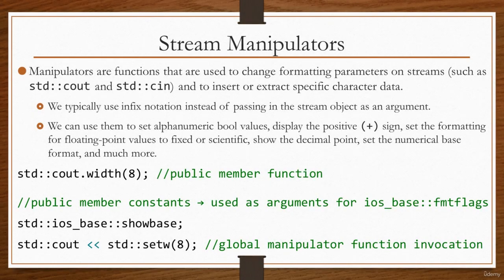I have summarized this for you in some of the introductory lectures in this lesson, but just to reiterate, we have the public member functions on cout and cin, for example. Then, as we've seen in this lecture, we also have public member constants, which are used as arguments for the ios_base::fmtflags. For example, we can do std::ios_base::showbase. Then we also have the global manipulator function invocations, and we don't qualify those to a class because they don't belong to a class, they are global functions. In the final example we have, that is in the cout statement, we have std::setw for set width, and we pass in 8.